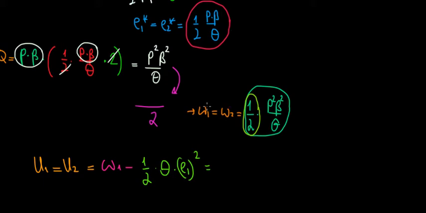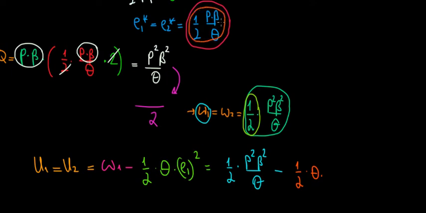This is the wage, right? 1/2 times all of that, so we write it 1/2 times p square beta square divided by theta minus the cost of effort, and the cost of effort is going to be 1/2 multiplied with theta times the effort level to the power of 2. This is the effort level, so we raise all of it to the power of 2. What is 1/2 to the power of 2? That's just 1/4 multiplied with p square beta square over theta square.